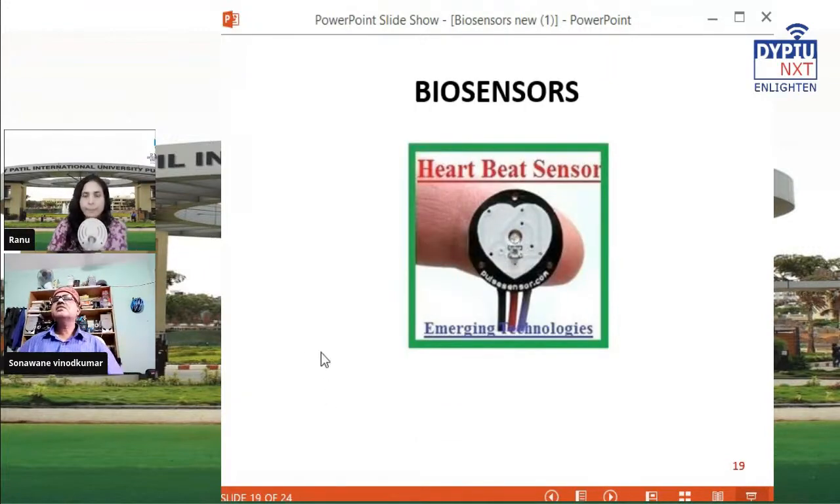Okay, this is again a ready-made sensor known as a heartbeat sensor. As new technologies are emerging, we are getting ready-made sensors. We don't need to design any sensor, but we need to use these sensors for any further processing, and we can put this directly as an input to the microcontroller and get the output. Okay, next.